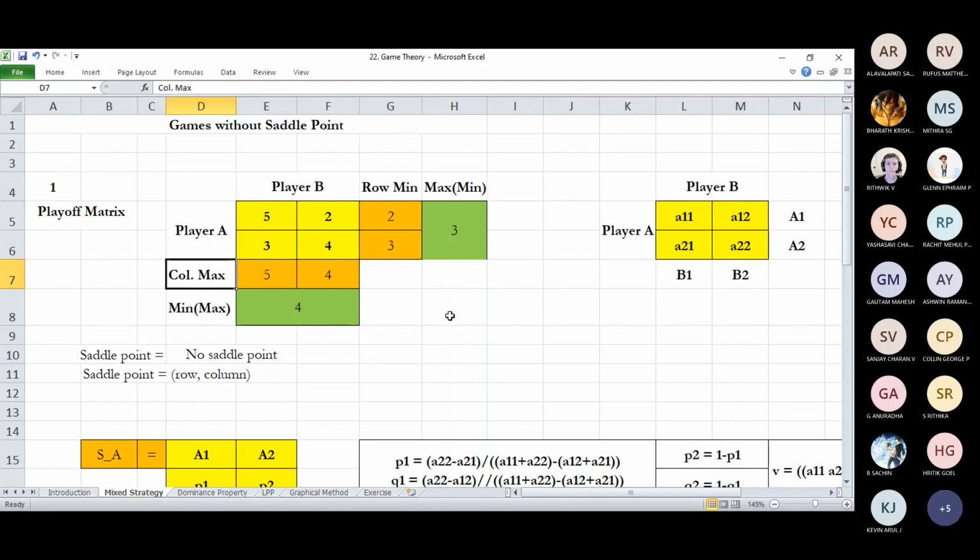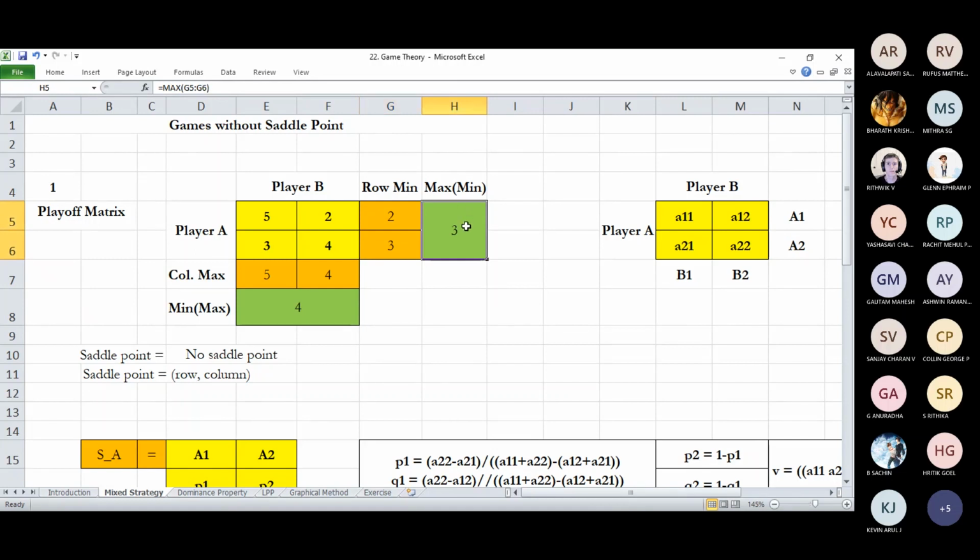As I told you in the previous class, you can remember the mnemonics. Like in LPP, we do maximization, then we do minimization. As simple as that. If you know one, maximum of minimum, then the other is the opposite, minimum of maximum. So in this case, in the first row, 5 and 2, the minimum is 2. And in the second row, 3 and 4, the minimum is 3. And the maximum of the row minimums, which are 2 and 3, is 3.